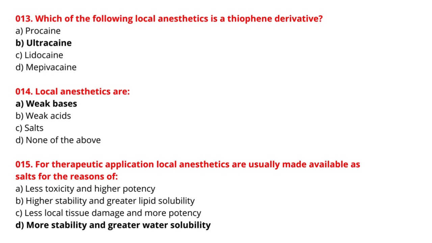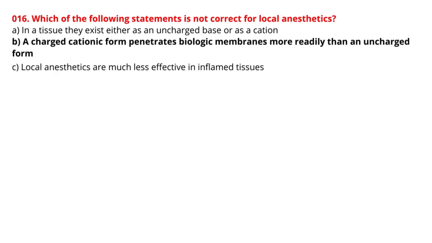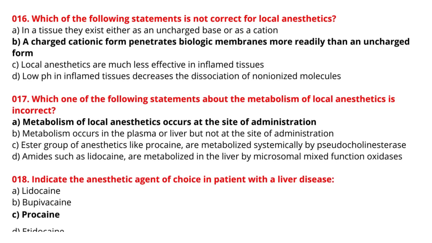015. For therapeutic application, local anesthetics are usually made available as salts for the reasons of A. Less toxicity and higher potency. B. Higher stability and greater lipid solubility. C. Less local tissue damage and more potency. D. More stability and greater water solubility. Answer is D.